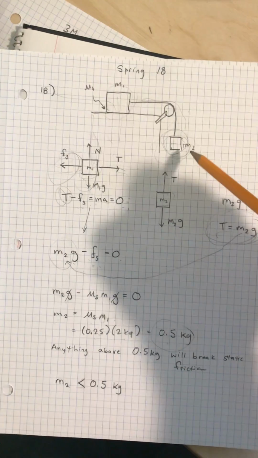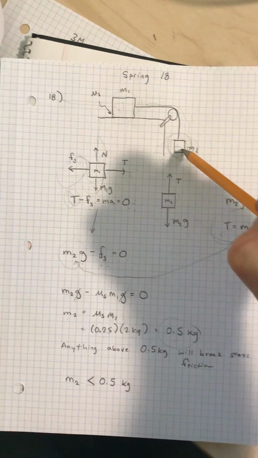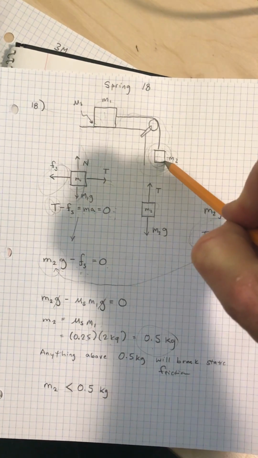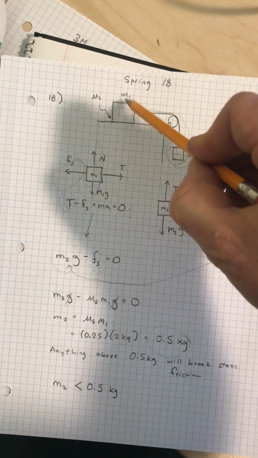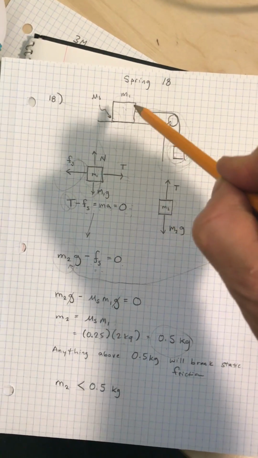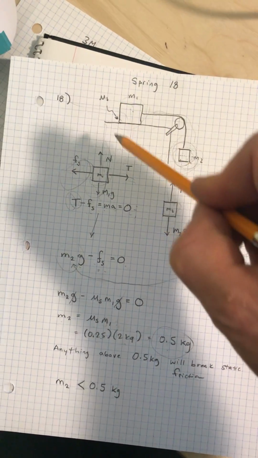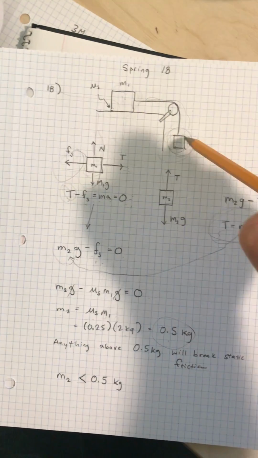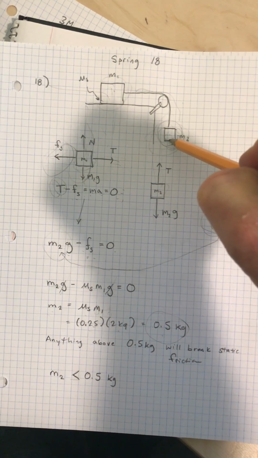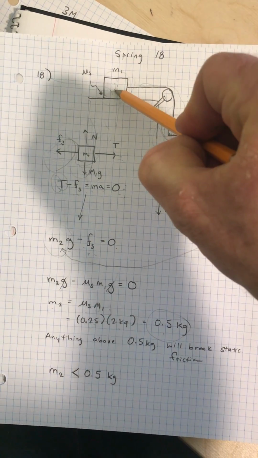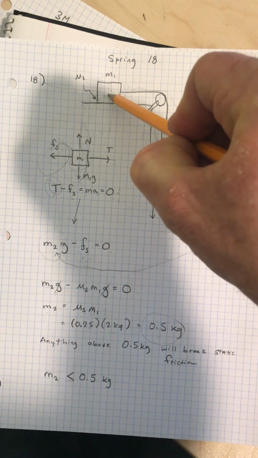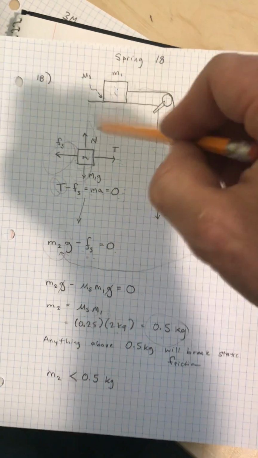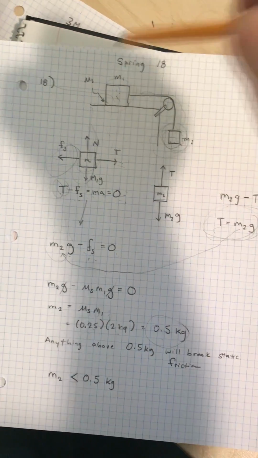So at 0.5 kilograms, this is exactly at the threshold where the force exerted on M1 is exactly equal to the static friction, the maximum static friction. If this were less than 0.5 kilograms, then the force on this would be less than the maximum static friction, and then the static friction would be whatever it needs to be to hold this in place.